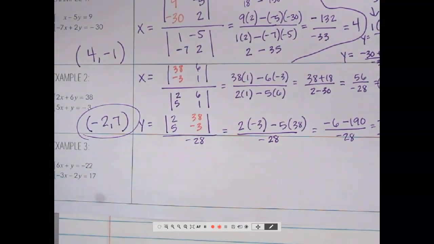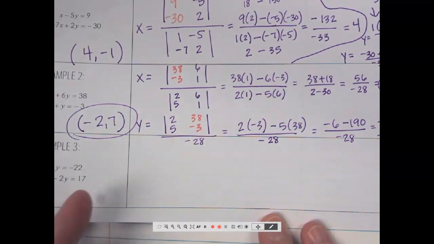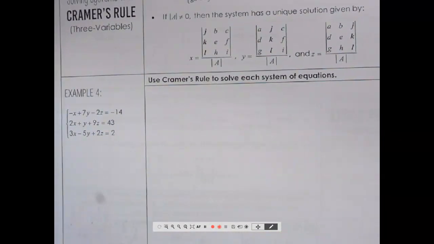What do you think? Cool. Pretty easy? Does anybody have a question on that? Okay, well let's take that same process and apply it to a 3x3.